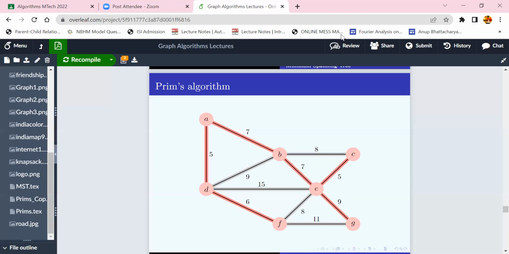So I am asking, can the algorithm output a graph which has a cycle, which is not a tree?